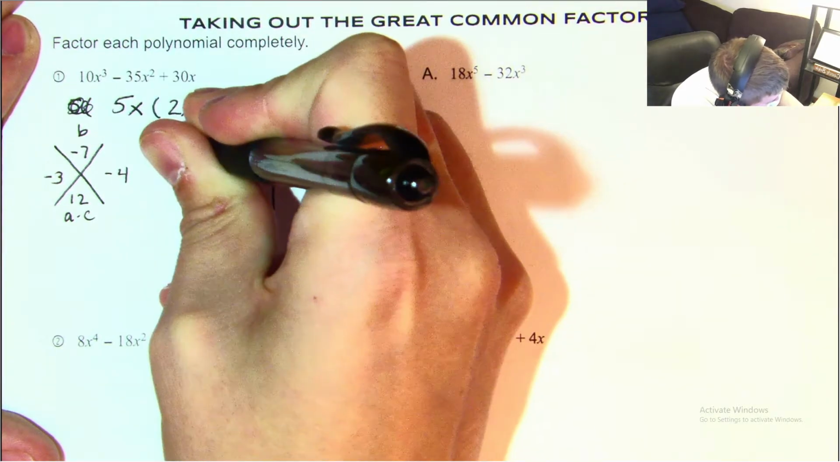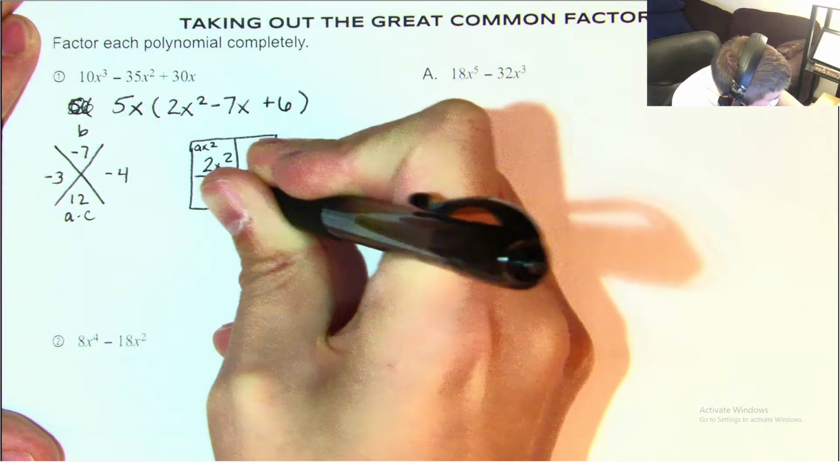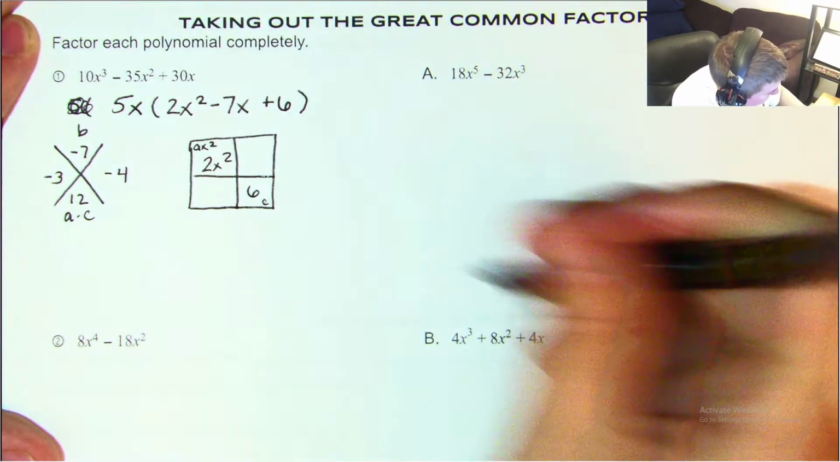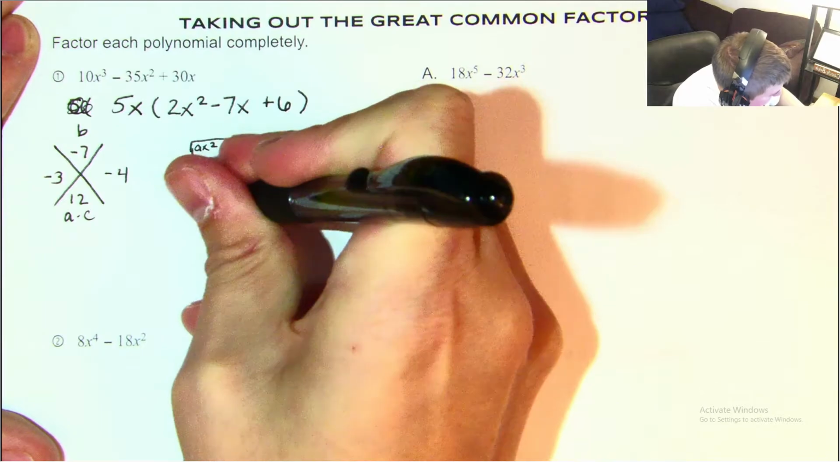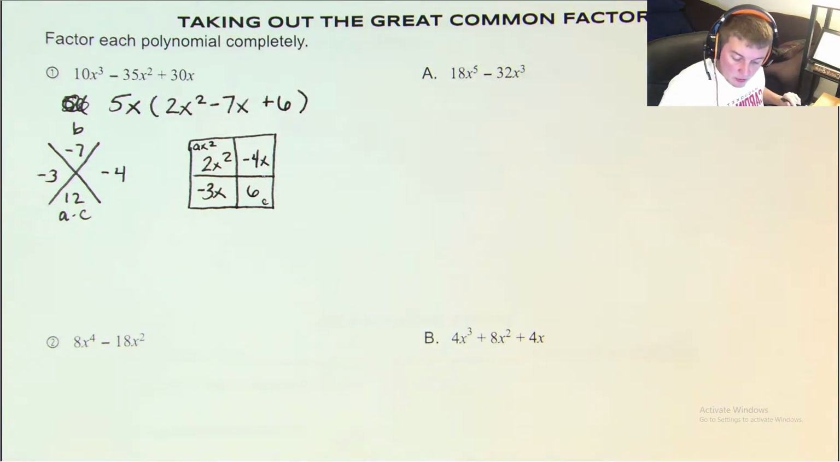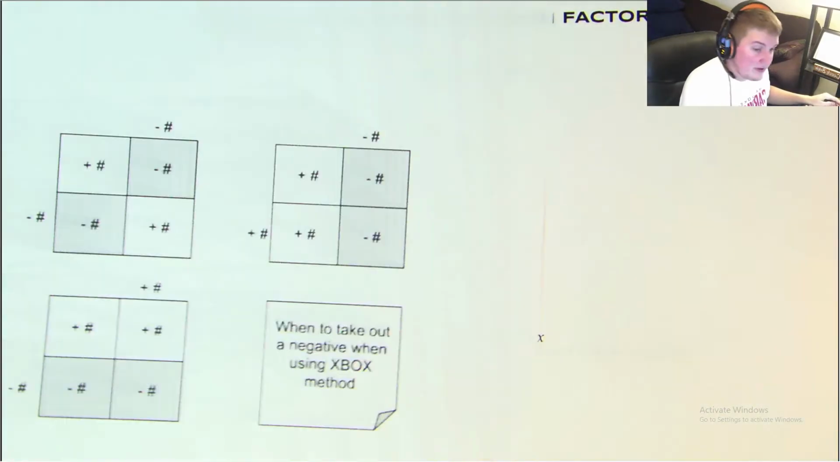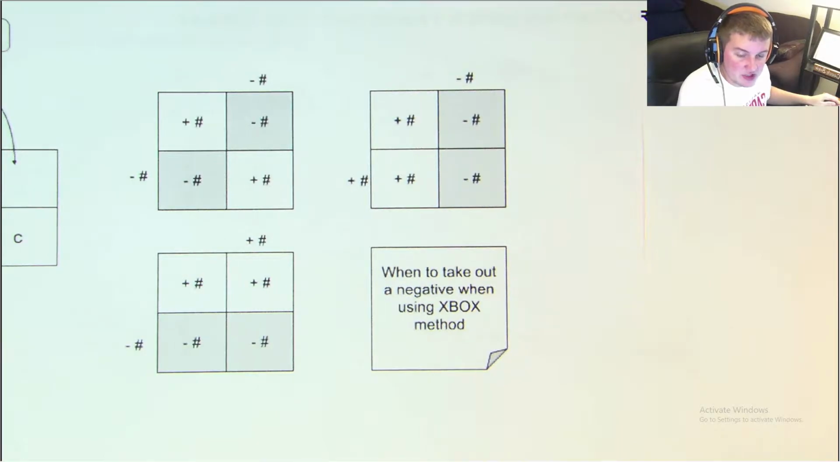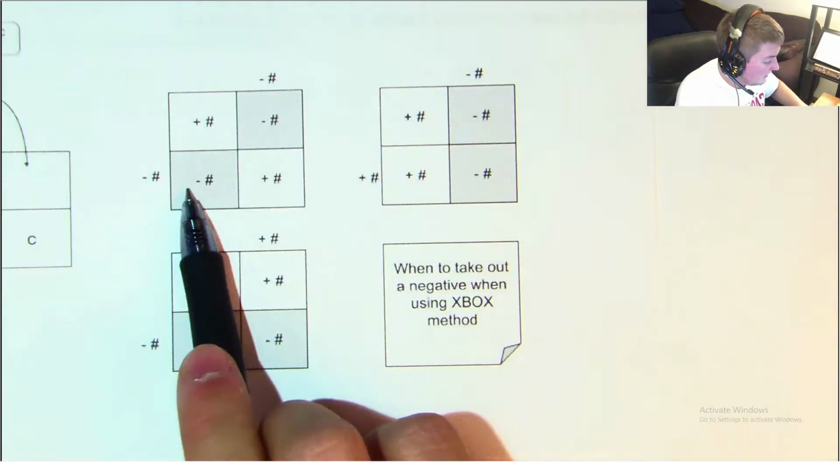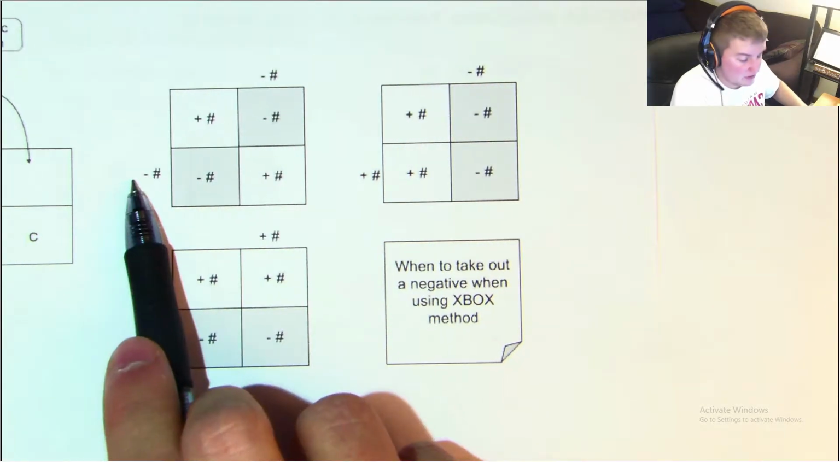You're going to put your ax squared term here, so you're going to put 2x squared. You're going to put your c value here, which is 6. Then we take a negative 3x here and a negative 4x here. Now what we're really doing is figuring out where to take my negatives out. If you look in the bottom right-hand corner of your cheat sheet, it reminds you where to take negatives out. I have negatives in each corner, so I'm going to take a negative out here, and a negative out here.